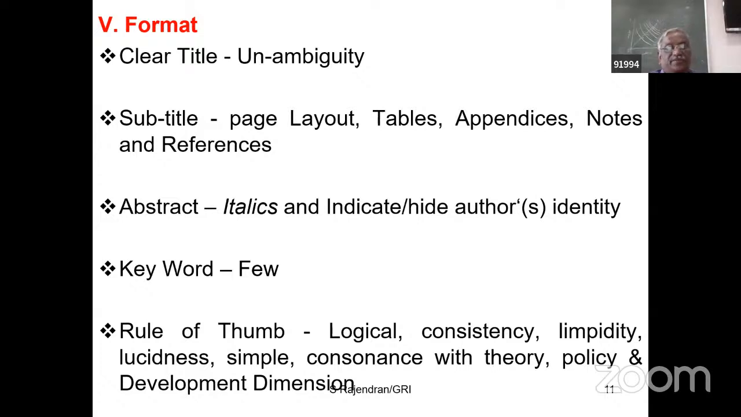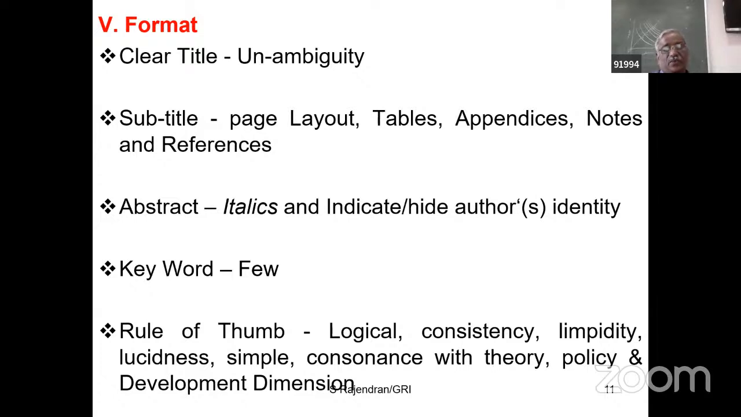The rule of thumb is that any scientific research paper should be consistently logical and consistently argument-centered, with limpidity and lucidness. It should be very simple. If a reader is reading from the title till the references, he should get an impression that he has extensively read the report. It should not be technical jargon oriented. It should be simple and straightforward in arguments, providing suggestions, drawing inferences, recommending policy interventions, etc.